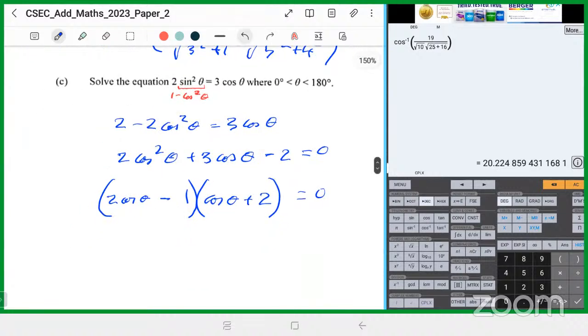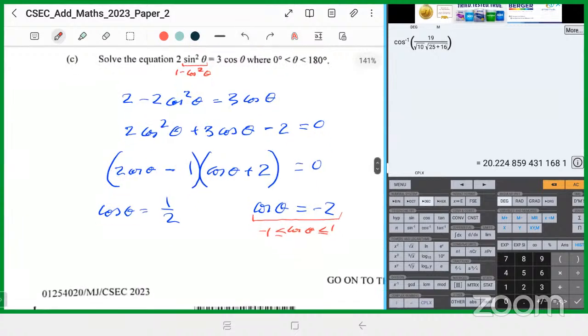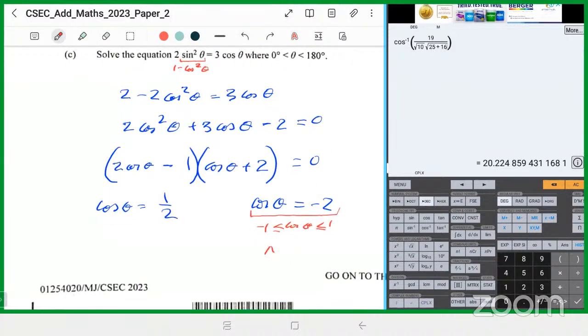Then this gives me cos theta equals half. This gives me cos theta equals negative 2. But cos has to be between 1 and negative 1. Right? So this is not valid because cos theta can only be less than or equal to 1, greater than or equal to negative 1. This falls outside the range. And therefore, this solution is not valid. That expression is not valid.